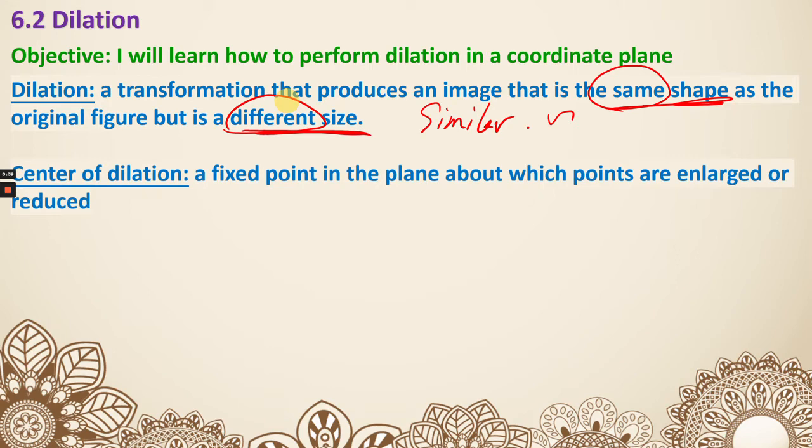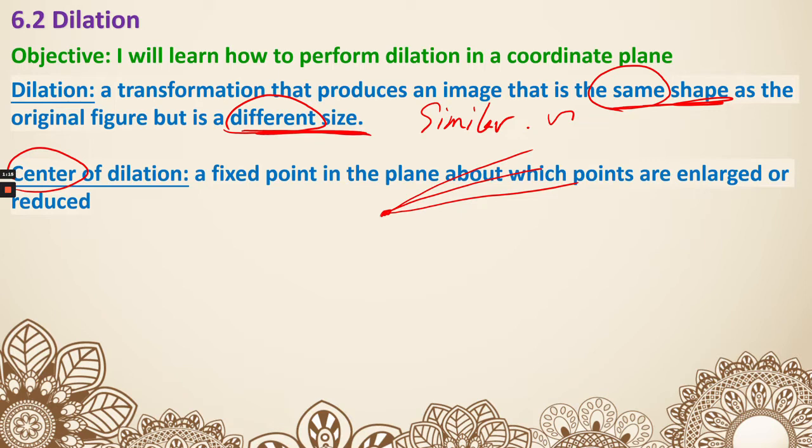Before, you have learned about dilation, but you have always used the origin to dilate. However, in this lesson, we're going to use more than just the origin. So we have something called the center of dilation, which is a fixed point in a plane about which points are enlarged or reduced. If you have done perspective drawing, for example one point perspective, that one point is going to be your center of dilation. Of course, with two point perspective, both points are your centers of dilation.